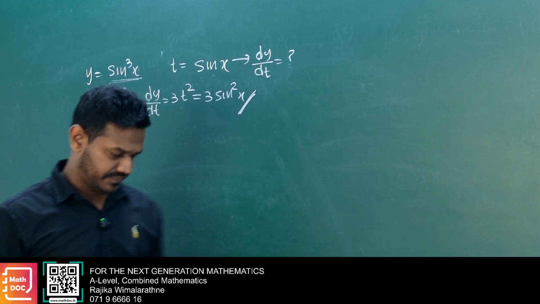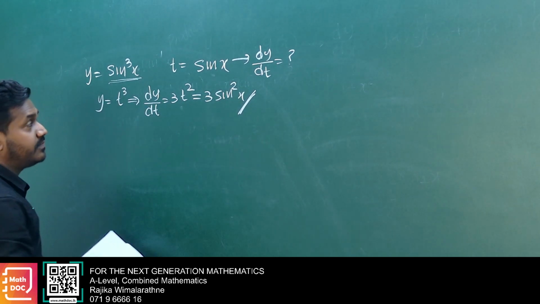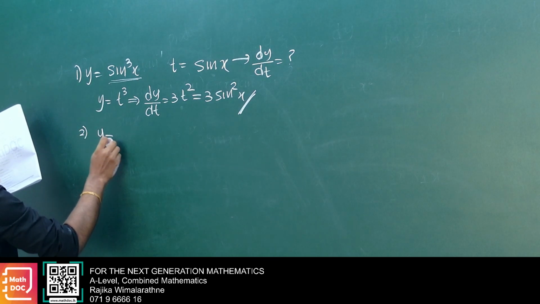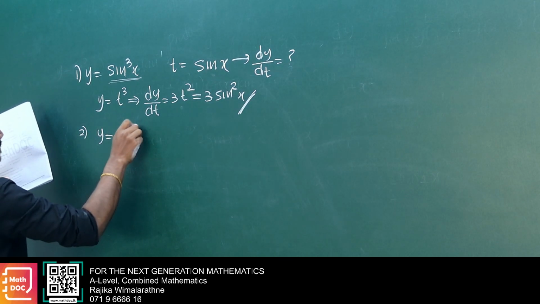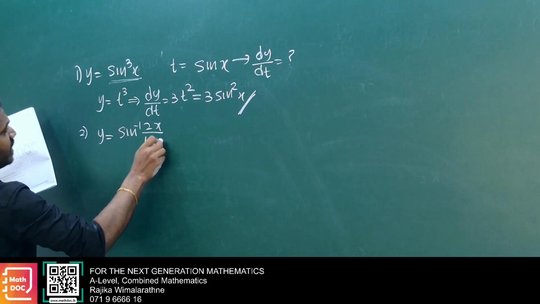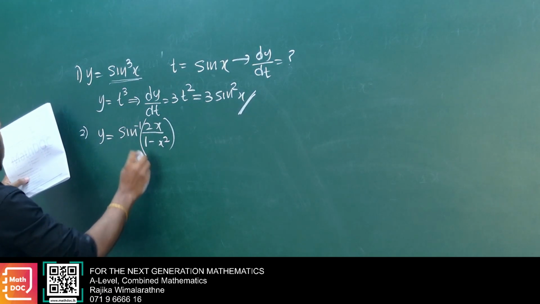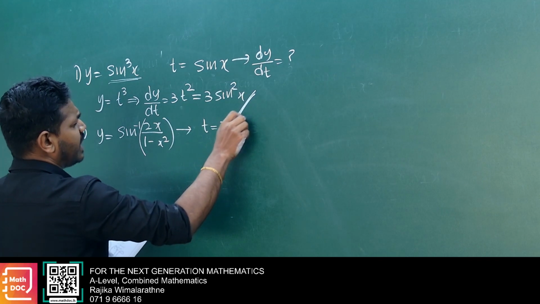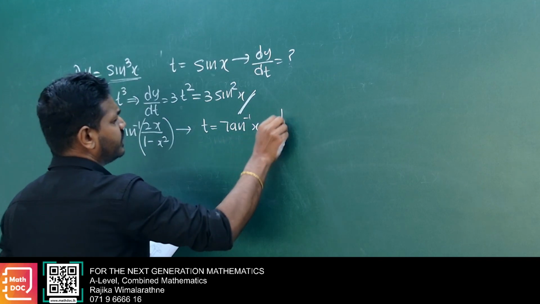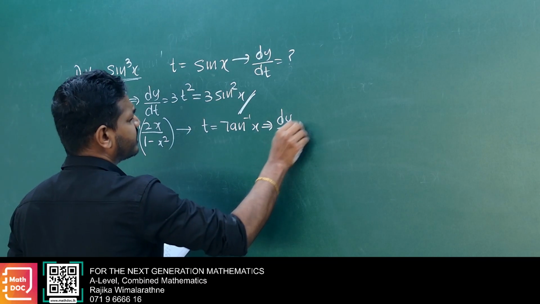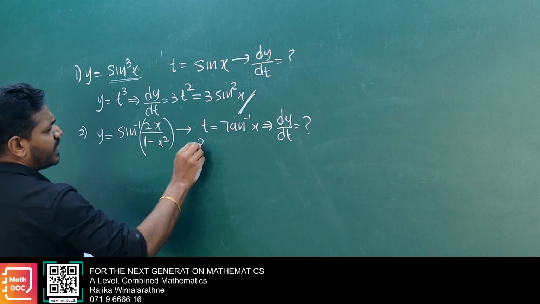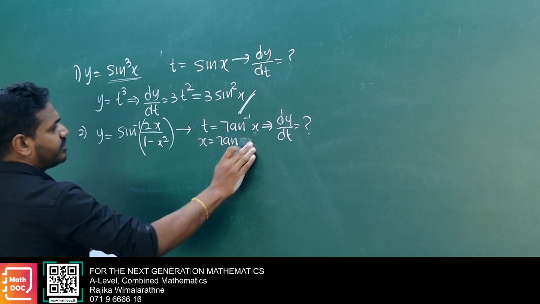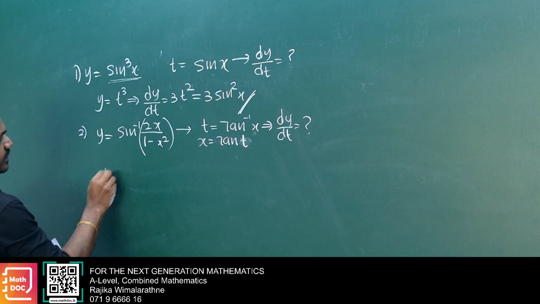Likewise we can easily do this. Check your answers. If you haven't done it, do with me. Question number 2: y equals sin inverse of 2x over 1 minus x squared. Here you have to differentiate with respect to tan inverse x. Then you need dy by dt, where x equals tan t. Put it here.